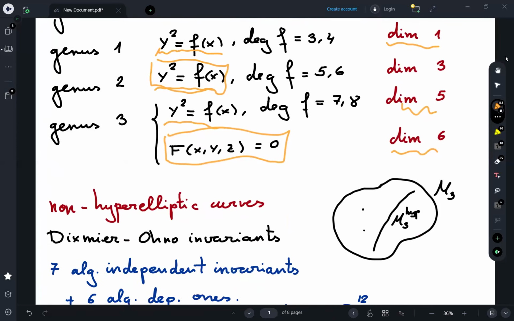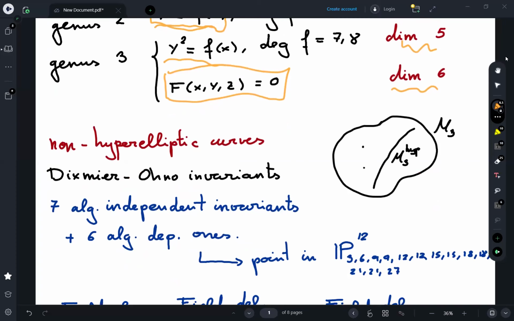So yeah, I was saying that for genus three curves, we have the moduli space. I try to draw here the moduli space, in which you have the hyperelliptic locus that is codimension 1. And then you have your curves that are in the moduli space. Those curves in the moduli space are parametrized by invariants.